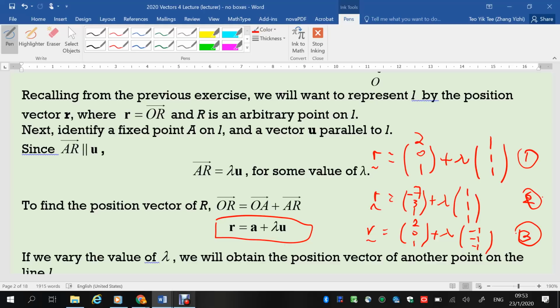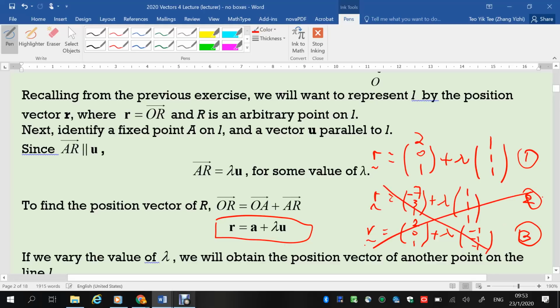Let's just focus on equation number 1. If lambda is equal to 1, what do you have? You get (2, 0, 1) plus (1, 1, 1), right? So actually you get (3, 1, 2), right? So when lambda is equal to 1, you get r equals (3, 1, 2). What does (3, 1, 2) mean?